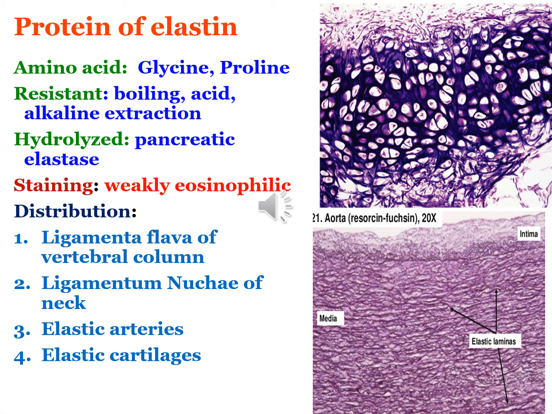So, properties of elastin protein. Elastin protein is composed of amino acids glycine and proline. It is resistant to boiling and acid and alkaline extraction. It is hydrolyzed by the enzyme pancreatic elastase, which can break it down. It stains weakly with HNE, and it is distributed in the elastic arteries, elastic cartilage, ligamentum nuchae in the neck, ligamentum flava of the vertebral column. These sites are very important.